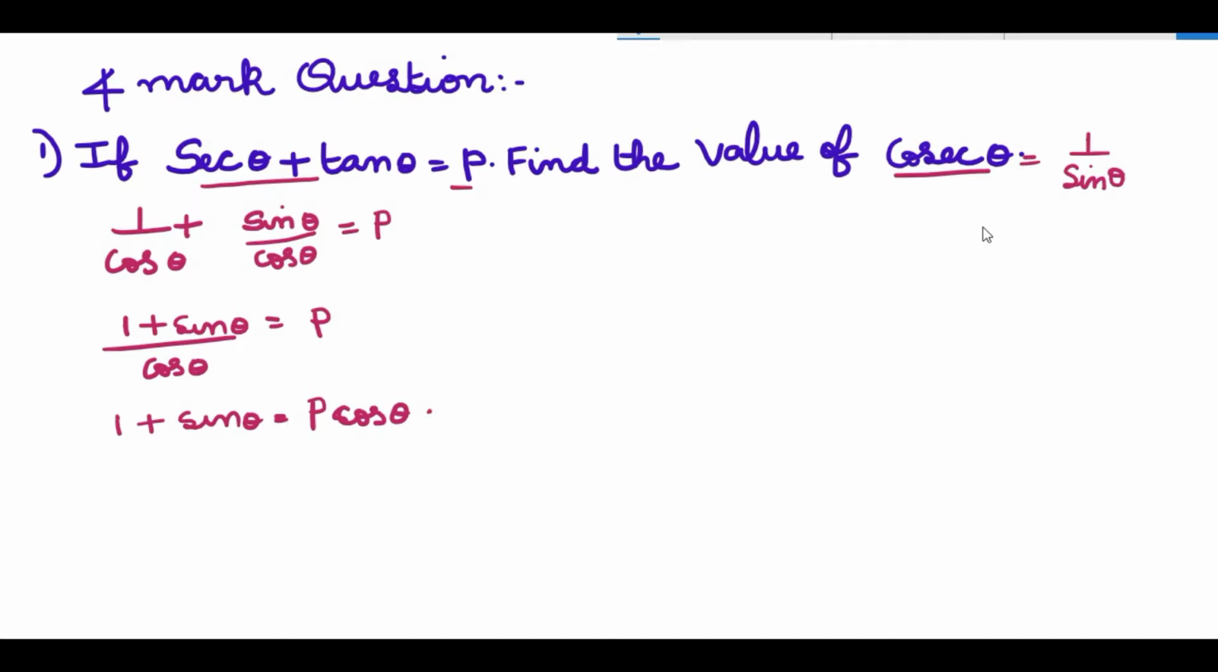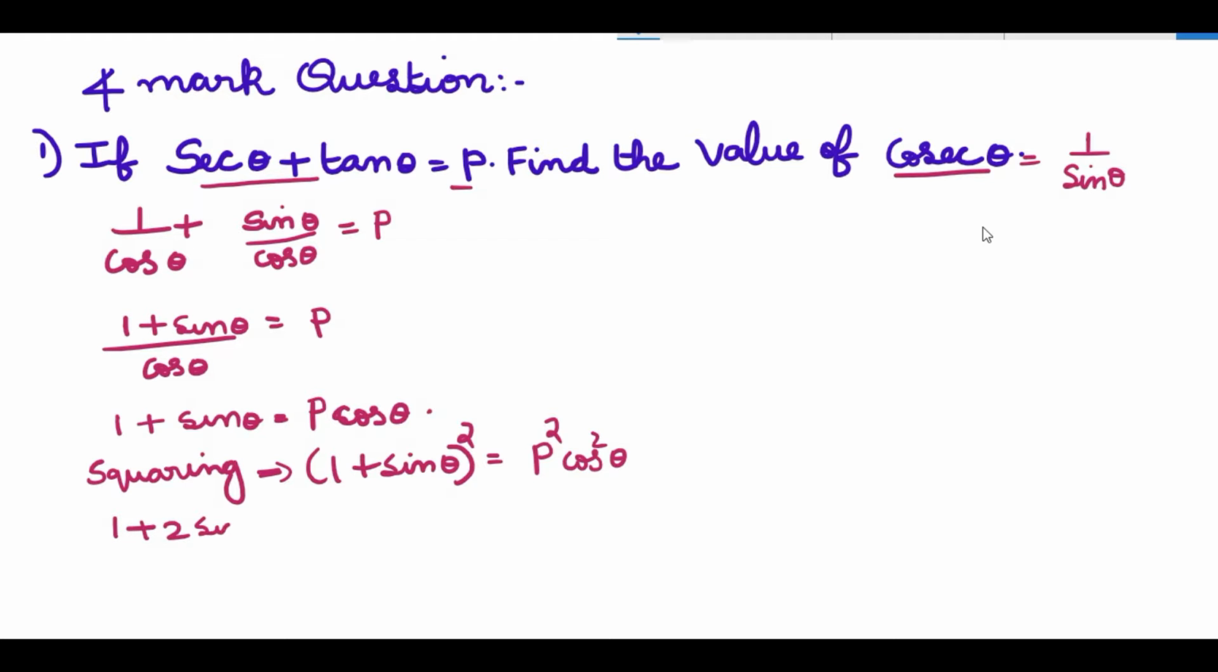So I am going to square both sides. So squaring both sides, I have 1 plus sin theta the whole square equal to P square cos square theta. So 1 plus sin theta the whole square means 1 square is 1, plus 2 sin theta, plus sin square theta, equal to P square into cos square theta.